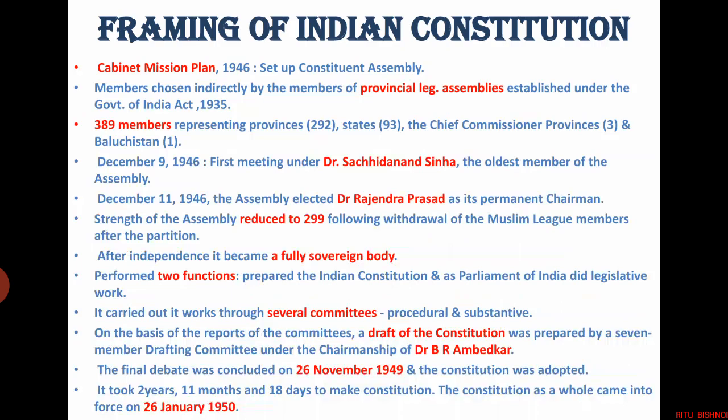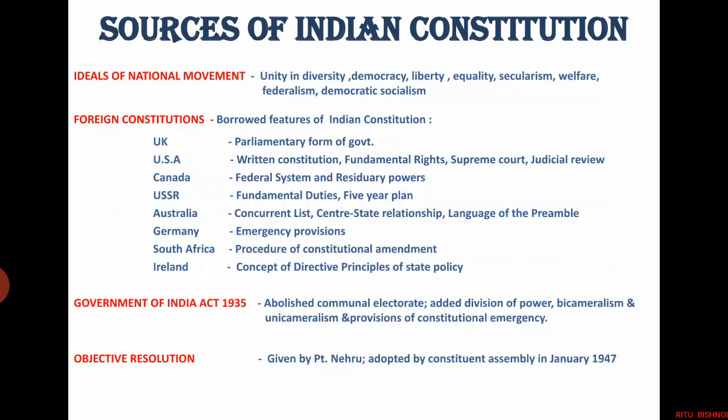On the basis of the reports of these committees, drafts were prepared by a 7-member drafting committee under the chairmanship of Dr. B.R. Ambedkar. The final draft of the Constitution was adopted on November 26, 1949 and was signed by the President of the Assembly, Dr. Rajendra Prasad, and other members. Thus, it took the Constituent Assembly 2 years, 11 months and 18 days to complete the task.